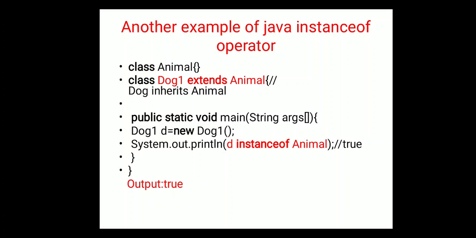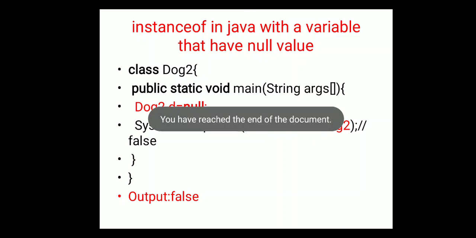As we know, instance of operator returns either true or false, that is Boolean value. So here in the concept of inheritance also, instance of operator is useful. D instance of animal. D is not directly an instance of animal class, but d is an instance of dog1 class. Dog1 class is a subclass of animal class. So this returns true. We will see another example.